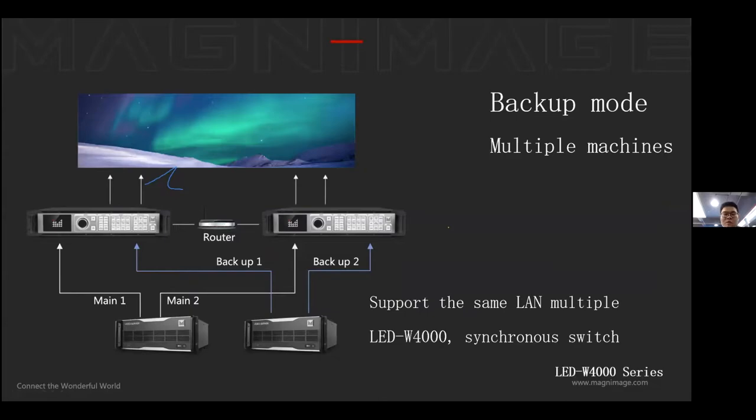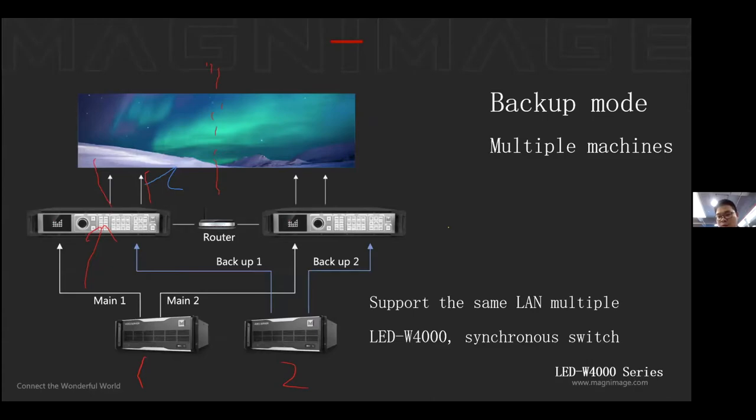So in each mode, we can also use two media servers to do backup. For example, the main one, the first piece, the second piece. We have two DP outputs, one DP to the first piece of W4000 and connect one HDMI, another two HDMI here. We do this mosaic to the screen, two-piece mosaic.